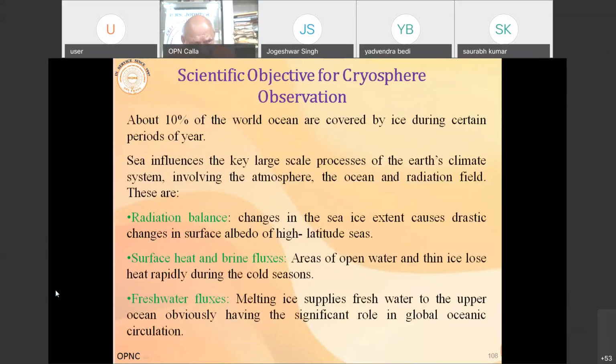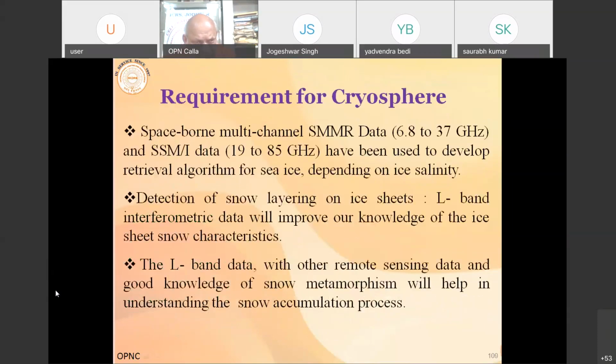So these are the things we have to study in the cryosphere. Now, this is a fact of life: 10% of the world's oceans are covered by ice. Sea ice influences the radiation balance, surface heat and brine fluxes, and freshwater fluxes. Using SSM/I, we have radiometers operating at 6.8, 19 and 85 gigahertz, and the SMMR scanning microradiometer has 6.8 and 37 gigahertz. These frequency ranges we use to develop the retrieval algorithm for sea ice depending on ice salinity.